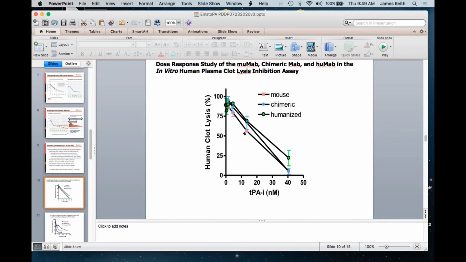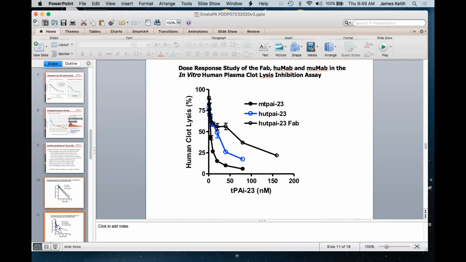So our inhibitor antibody dose dependently inhibits the human clot lysis in vitro, and the mouse, chimeric, and fully humanized have similar activities. And our Fab, when compared to the murine in human, also dose-dependently decreases that human clot lysis. Now, the Fab takes more to produce the same effect, because it's univalent binding, whereas a full-length monoclonal has bivalent, so it can bind two molecules of tPA.